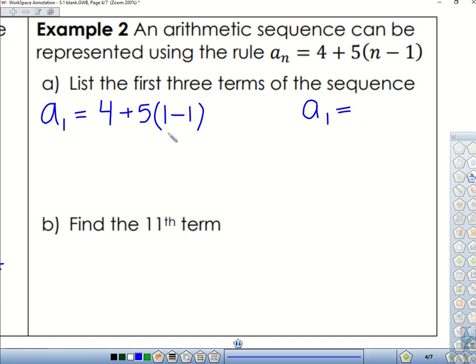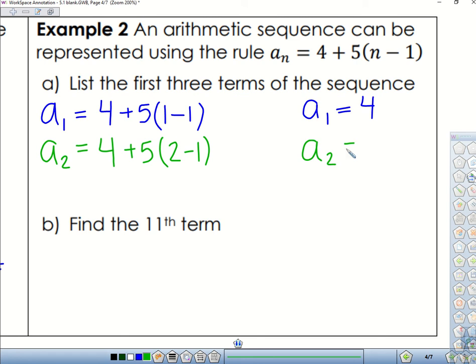1 minus 1 is 0. 0 times 5 is 0 plus 4 is 4. Then we're going to do the second term. 4 plus 5 times 2 minus 1. That's a2 is equal to 2 minus 1 is 1. 1 times 5 is 5. 5 plus 4 is 9. And a3.